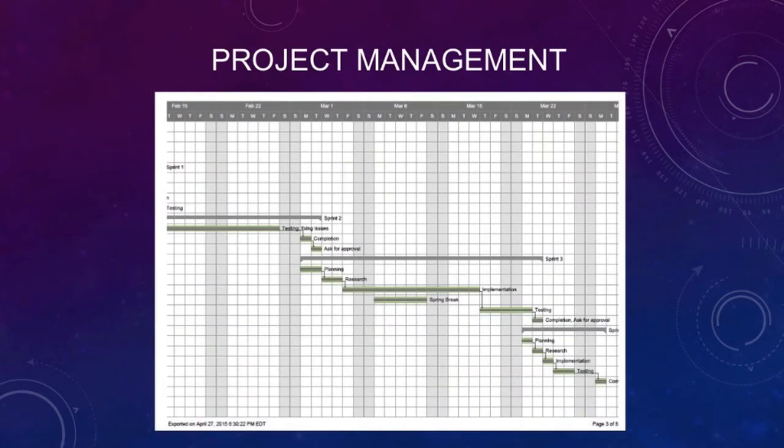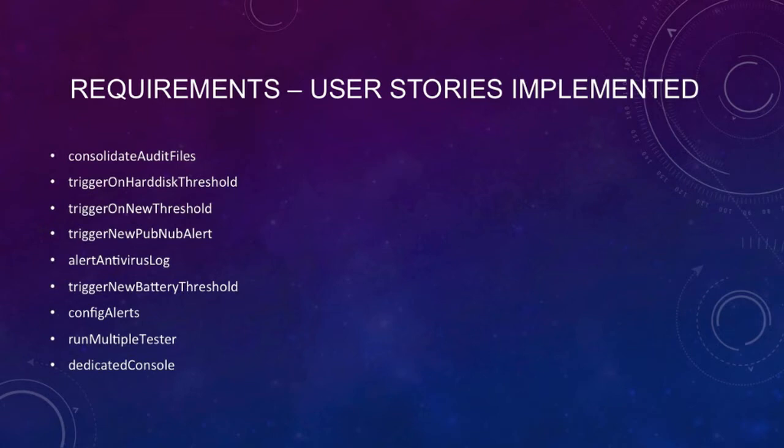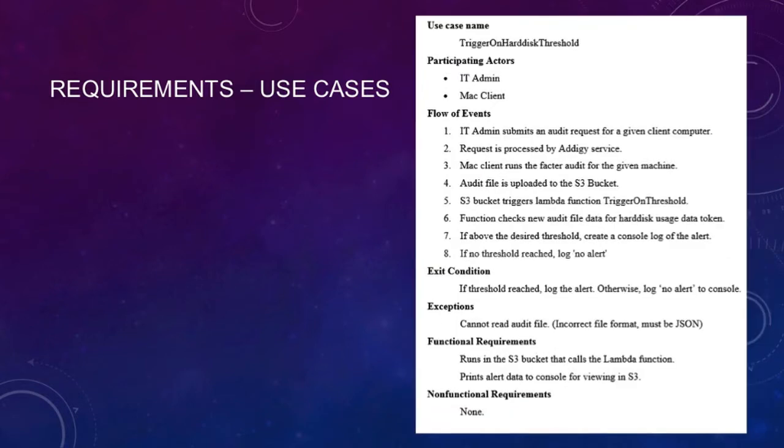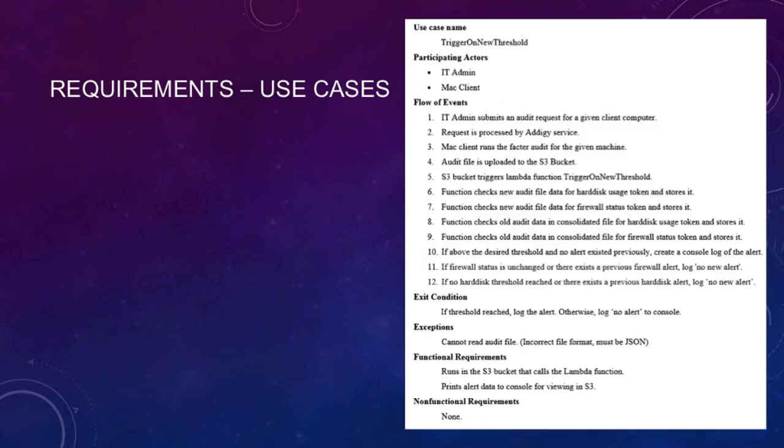Here is the overview for the project plan, and the full Gantt chart is available in the Documents folder because it did not fit in the slide. Let's move on to the requirements. Here are the user stories that I implemented this semester. I will focus on the two primary stories in this introduction: consolidate audit files and run multiple tester. Here are the detailed use cases for each of these user stories. I will go over the step-by-step explanation for the primary stories in a moment.